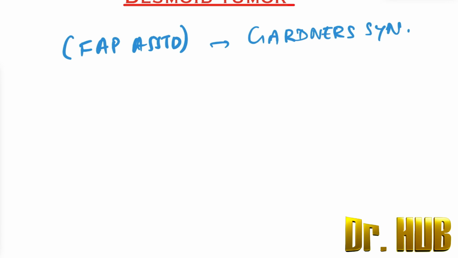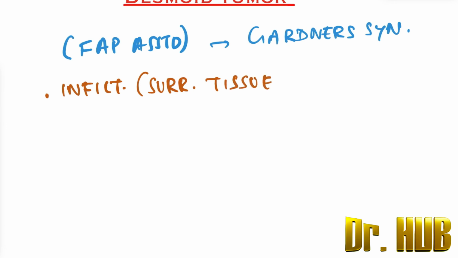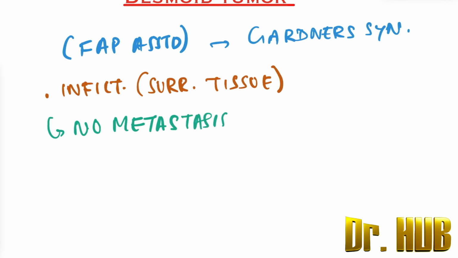Next, the infiltrate surrounds the tissues but no metastasis. So the infiltrates, it surrounds the tissue, but there is no metastasis and no sarcomatous change.